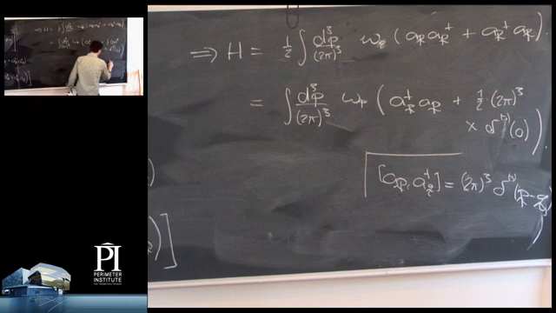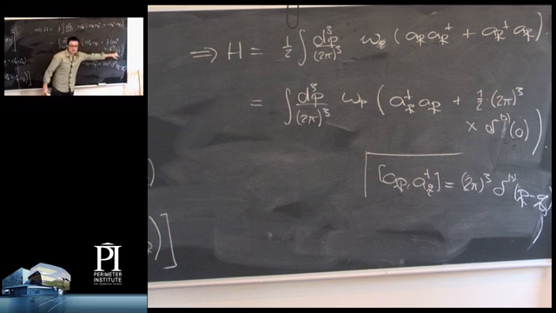Pi cubed delta 3 p minus q. So it's this, p is equal to q, which is giving us this delta. Yeah, okay.